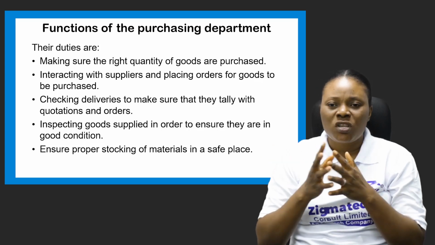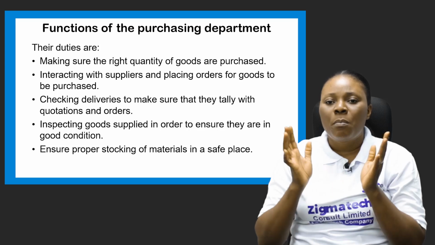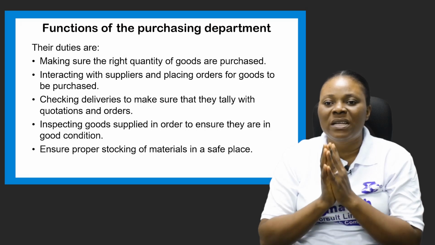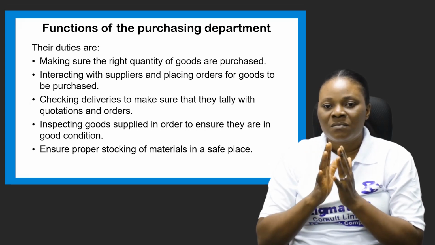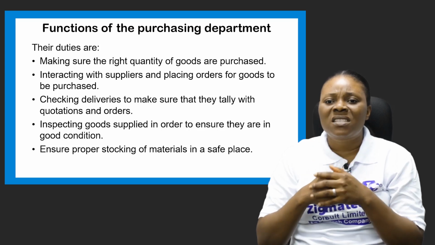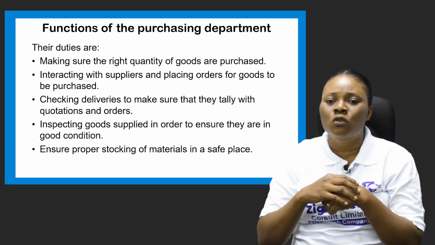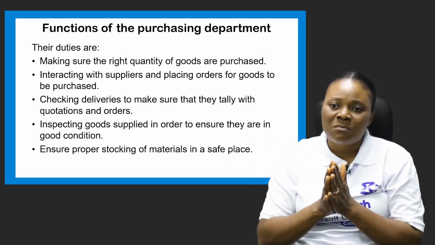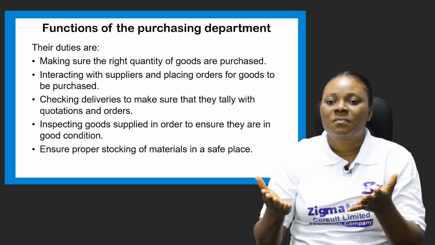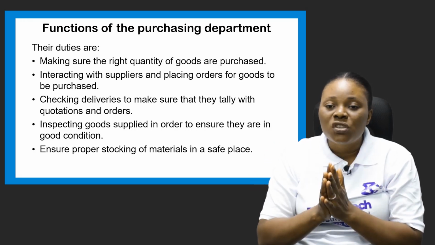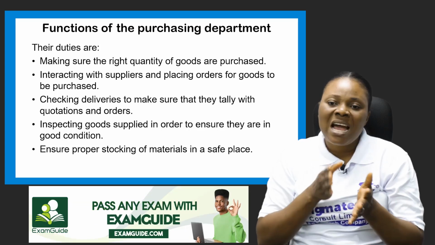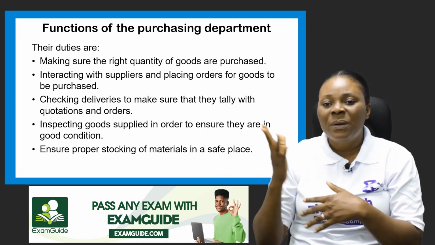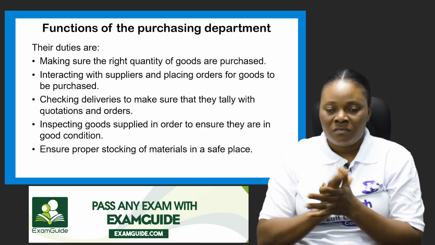Number one, they make sure that the right quantity of goods are purchased. They ensure that the right quantity of goods needed in the establishment are purchased. They also help in interacting with suppliers and placing orders for the goods to be purchased. In as much as all other departments have submitted their requisition forms, that means the things needed by them, they are the ones to look for suppliers to supply the goods. They place orders for the goods to be delivered.